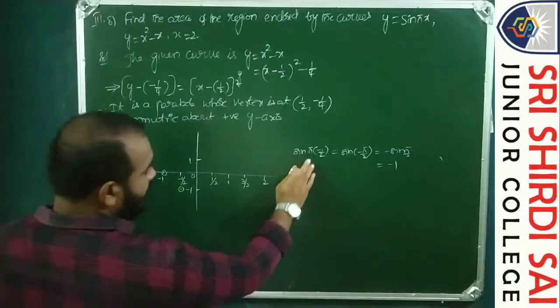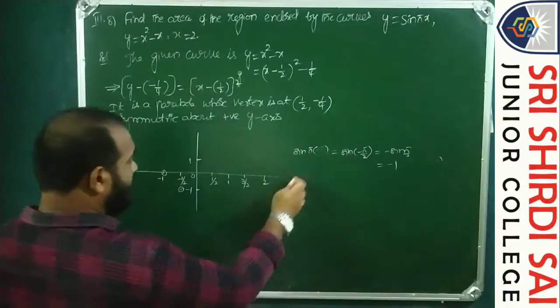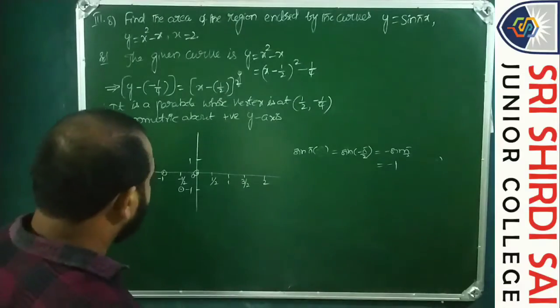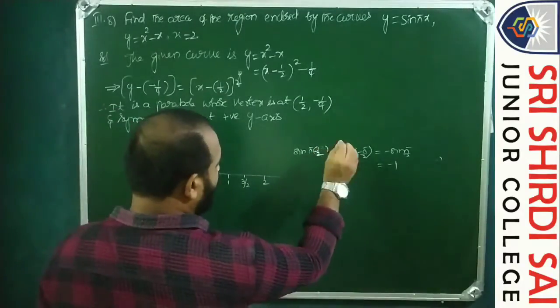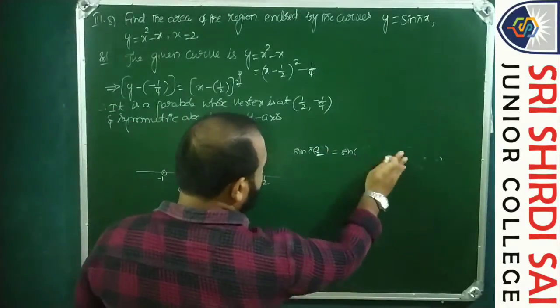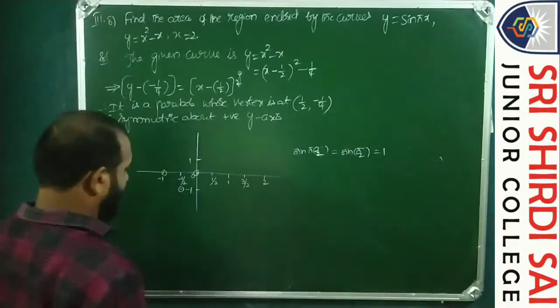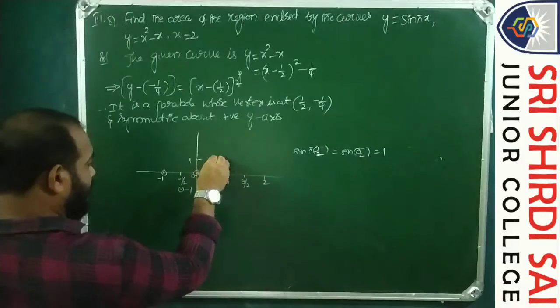Next, sin(π × 0). Sin(π × 0) is sin 0, which is 0. Next, sin(π × 1/2), that is sin(π/2). Sin 90 value is 1, so it will be 1 here.